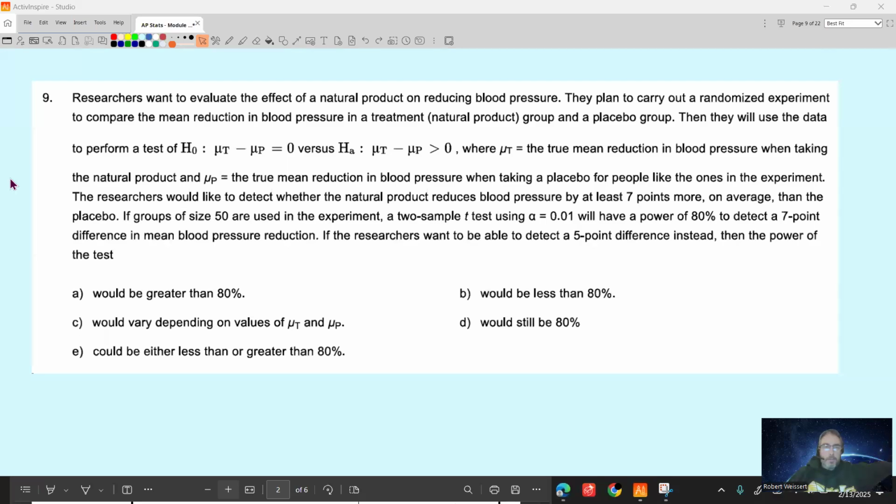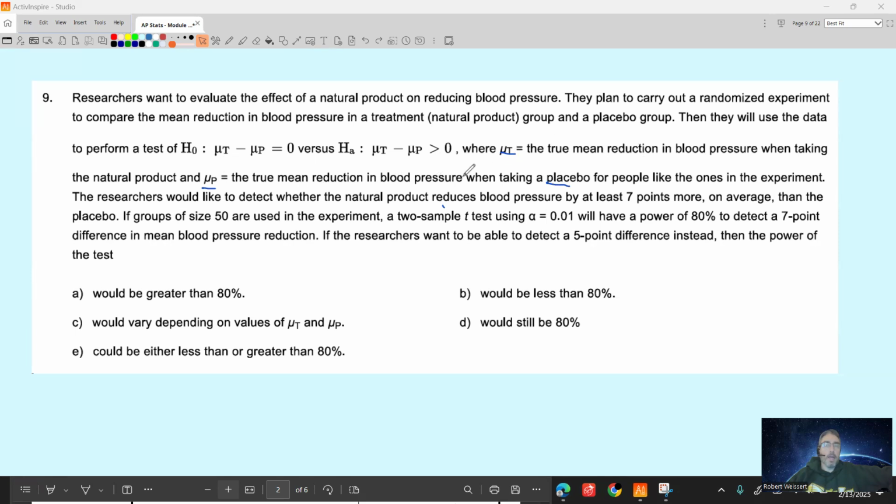Number 9, researchers want to evaluate the effect of a natural product on reducing blood pressure. They plan to carry out a randomized experiment to compare the mean reduction in blood pressure in a treatment group and a placebo group. They will use the data to perform a test of H0: mu_t minus mu_p equals 0 versus HA: mu_t minus mu_p is greater than 0, where mu_t is the true mean reduction in blood pressure when taking the natural product, and mu_p is the true mean reduction in blood pressure when taking the placebo.